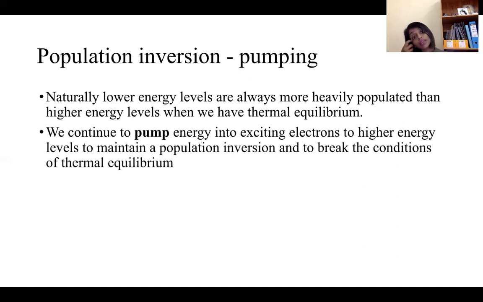So in this way, we pump energy into this system, and that pumping energy will be absorbed by the electrons in the medium, or in the atoms of the medium, and then they will be excited into higher energy levels. So if we can maintain more electrons in the higher energy state compared to the ground state, then we can achieve population inversion to break the conditions of thermal equilibrium.